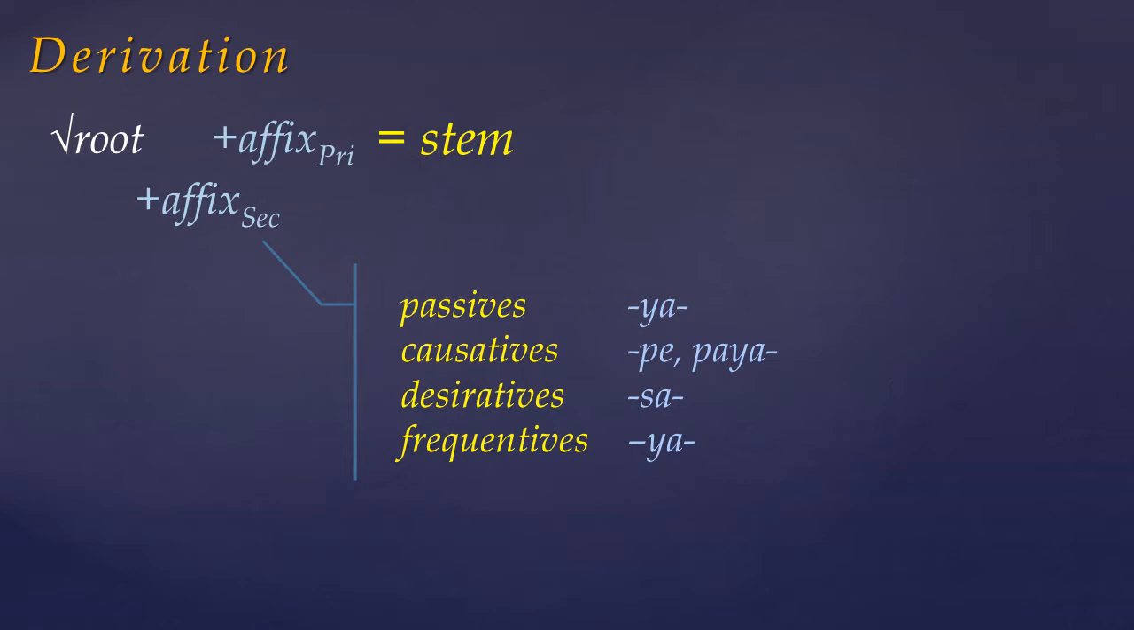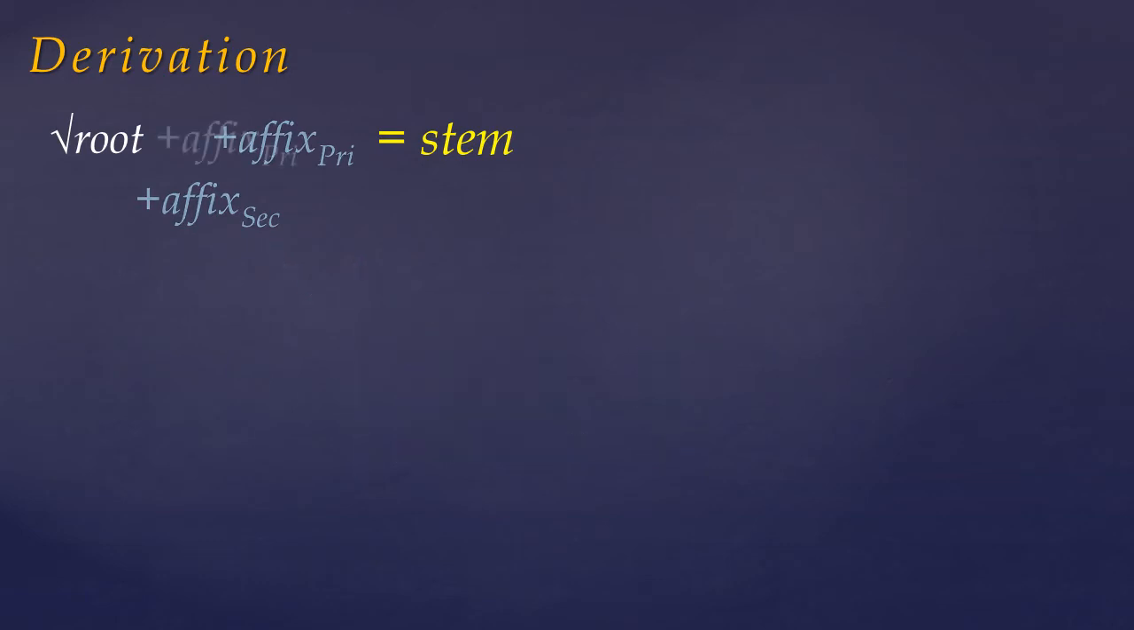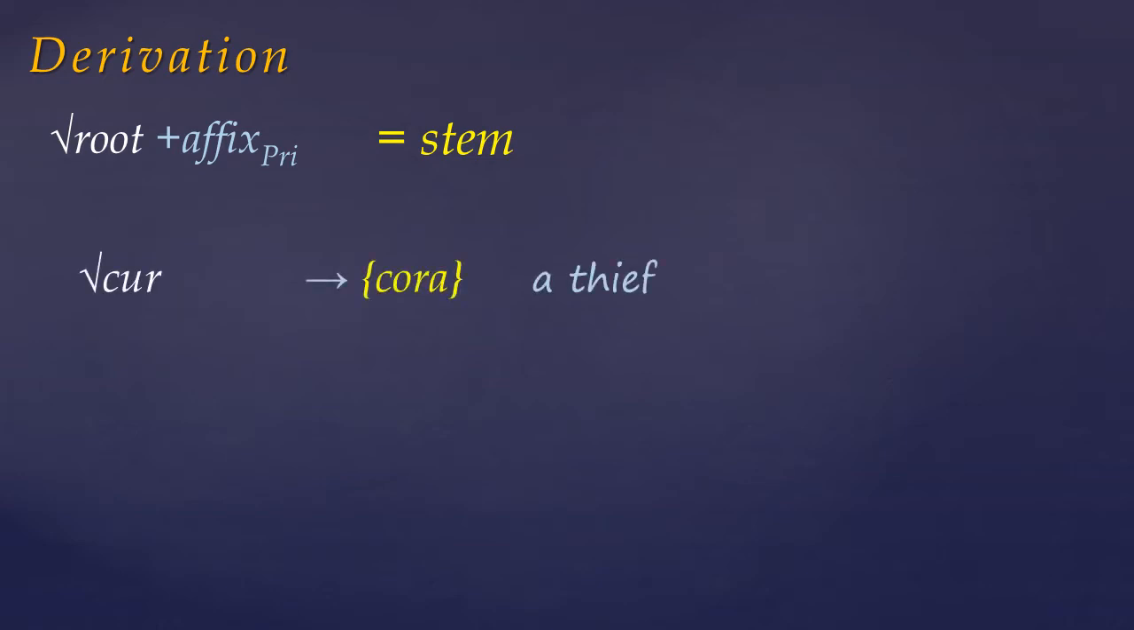Now, this system of derivation doesn't just apply to verbs. Theoretically, at least, all inflectable words in Pali, including nouns, can ultimately be derived from a common set of roots. For instance, from the root ch, to steal, we get chora, a thief.